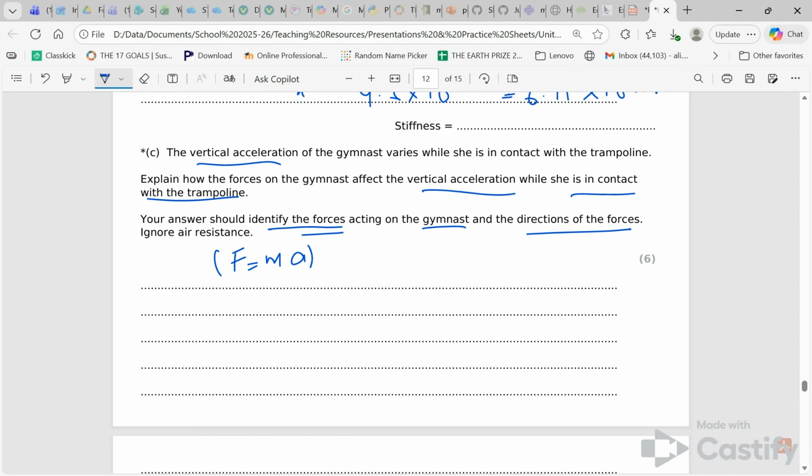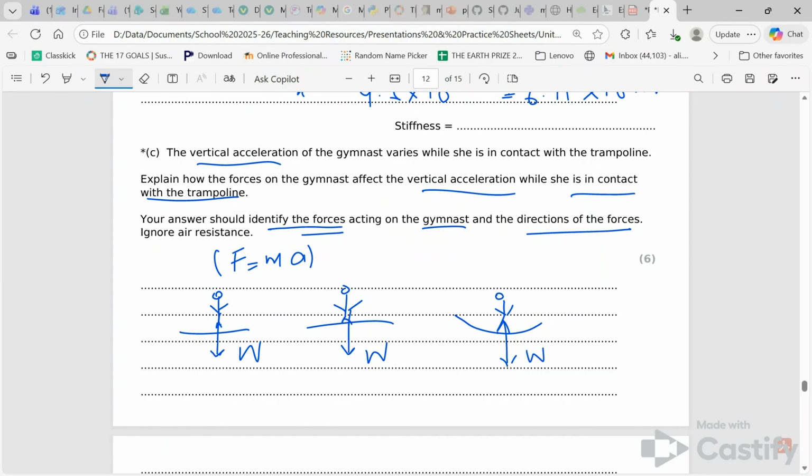So what I'll do first is I'm going to draw a quick free body force diagram for the gymnast in different situations. When the gymnast hasn't touched the trampoline yet, when the gymnast has just come in contact with the trampoline, and when the gymnast has caused the trampoline to go down, which means now the trampoline is stretched. In each situation, there is always a downward weight acting on the gymnast, which remains the same throughout.